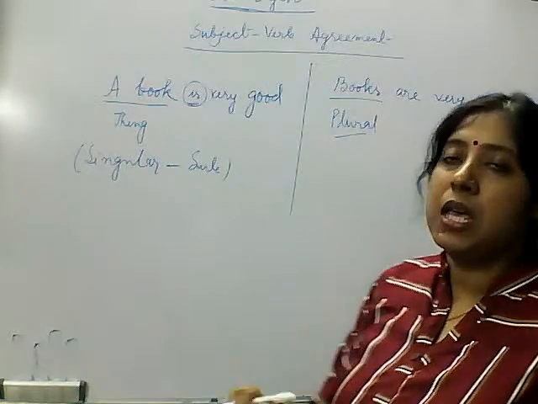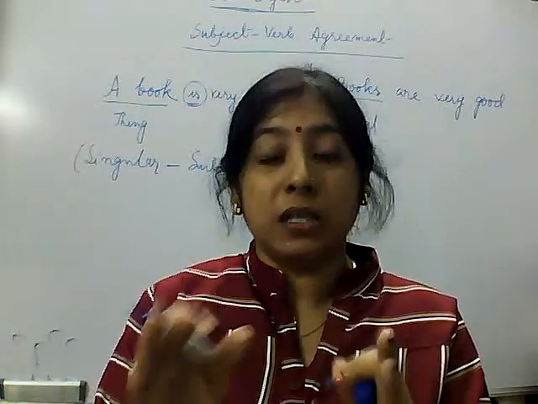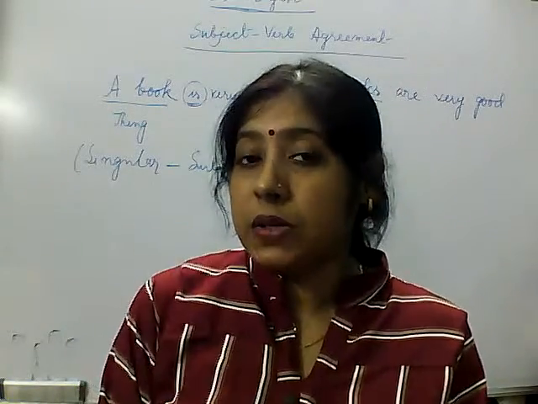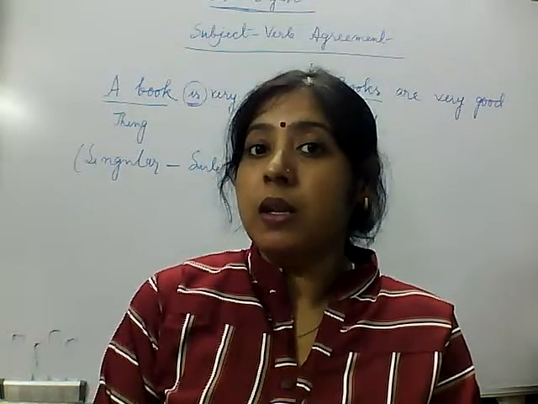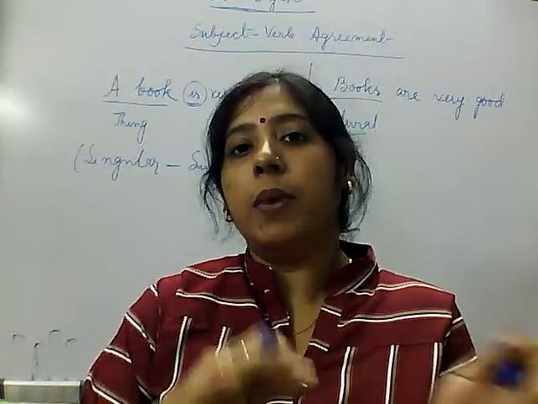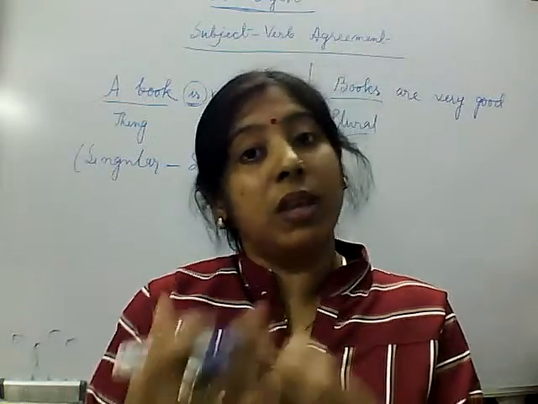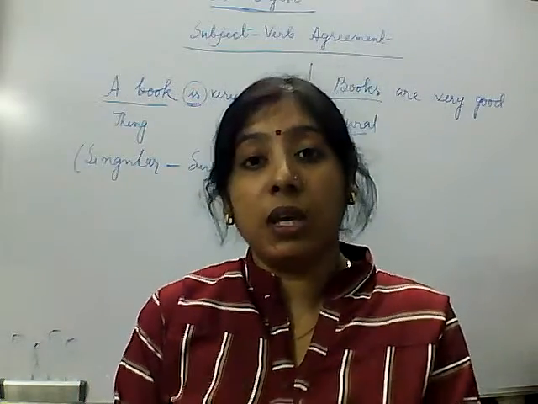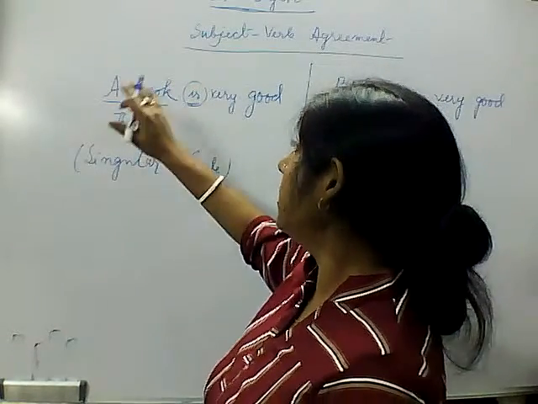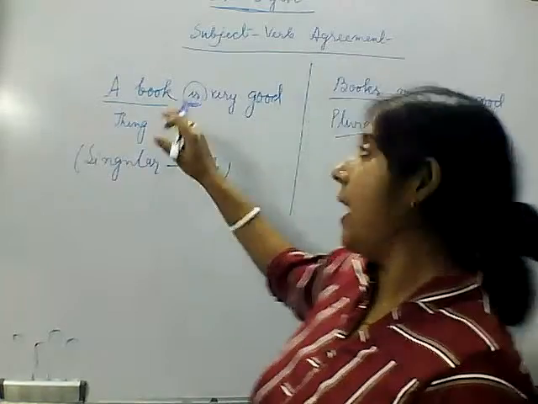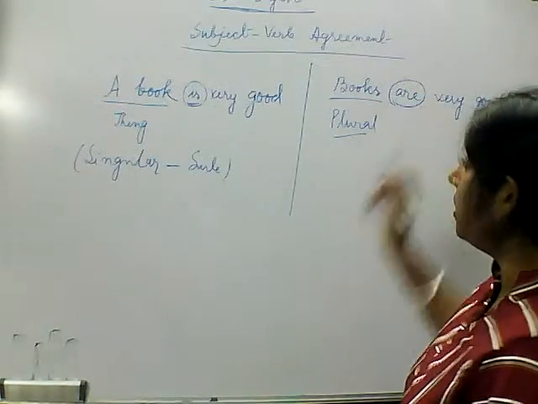First I said that when the subject is a person, when the person is singular, then the verb will also be singular. When the person is plural, then the verb will also be plural. Now, if I am talking about a thing, not only a person, if the thing is singular, then the verb will also be singular. And if the things are in plural form, then the verbs we use are plural.